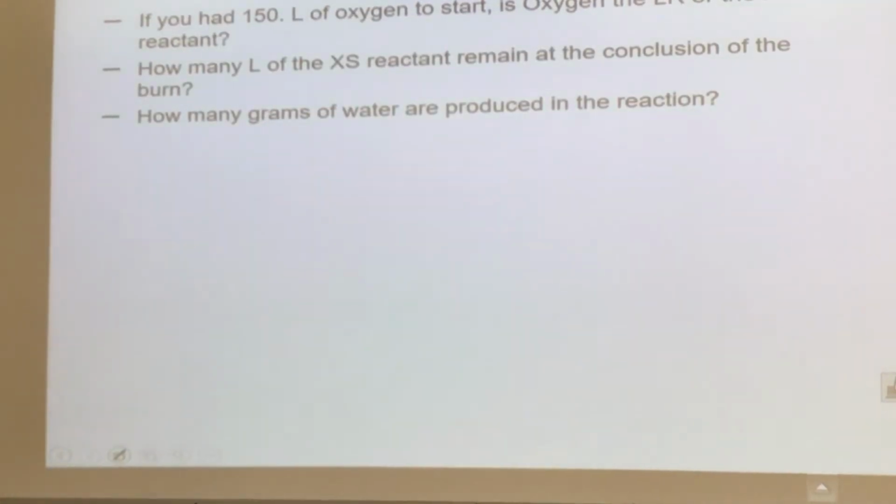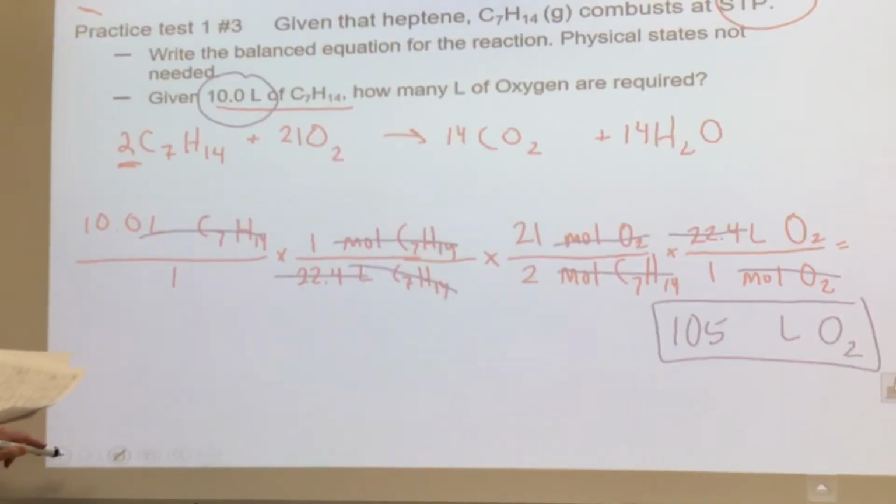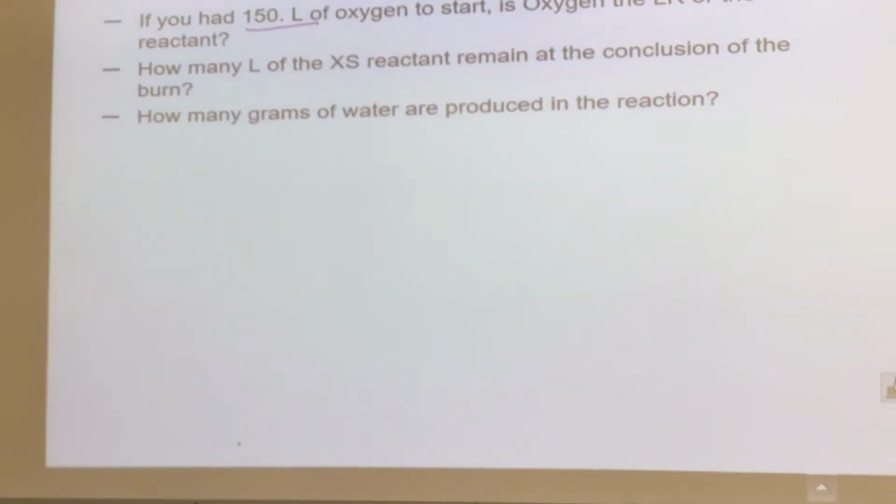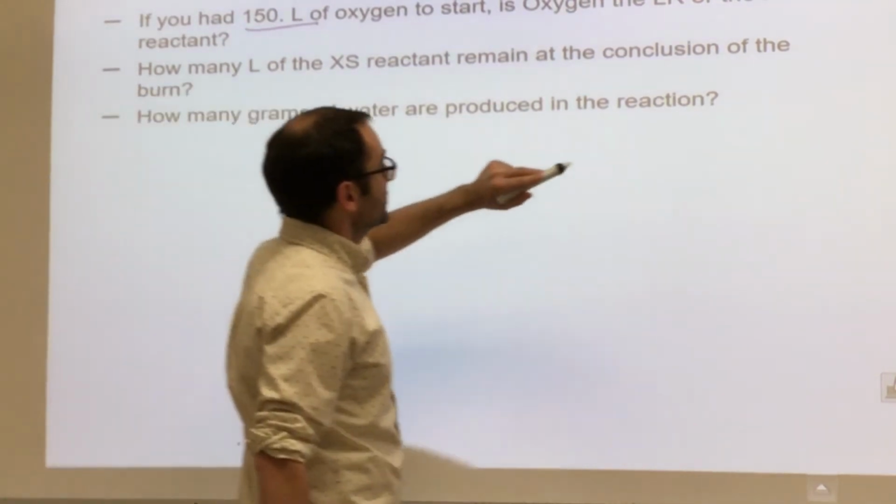Okay, so now here's where the problem gets to the new format. It says if you had 150 liters of oxygen to start, is oxygen the limiting reactant or the excess reactant? What did we just find out? How much we needed. Yeah, we need 105 liters of oxygen, right? So if we need 105 liters of oxygen and we have 150, and we had 150, do we have enough oxygen? Yeah, we do, right? So oxygen is the excess.